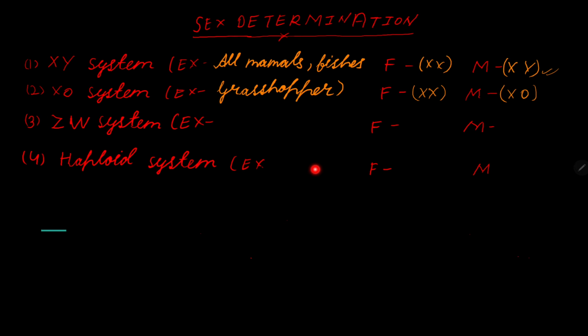And the ZW system can be seen in some birds, snakes, and also some fishes. In the ZW system, there is a difference: the females are heterogametic. This is the first time we are showing a system in which the females are heterogametic, whereas the males are homogametic.